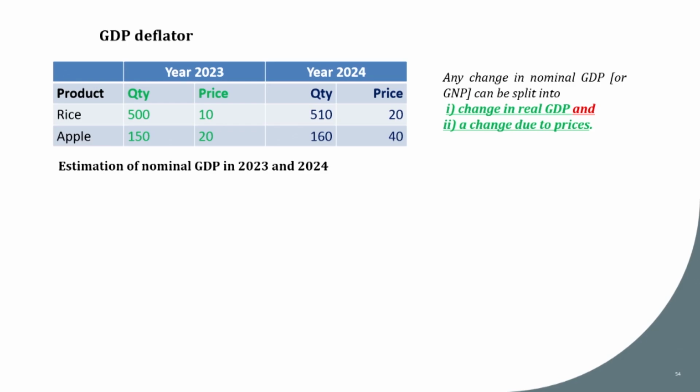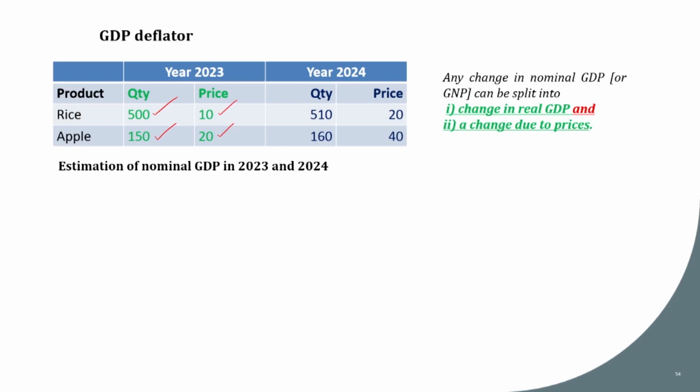So first I am showing you the GDP in 2023 and 2024. Assume that in this economy we have only two products. One is rice and the other one is apple. In 2023, this economy produced 500 kilograms of rice and 150 kilograms of apple. And the price in 2023 for rice per kilo was 10 and for apple per kilo was 20.